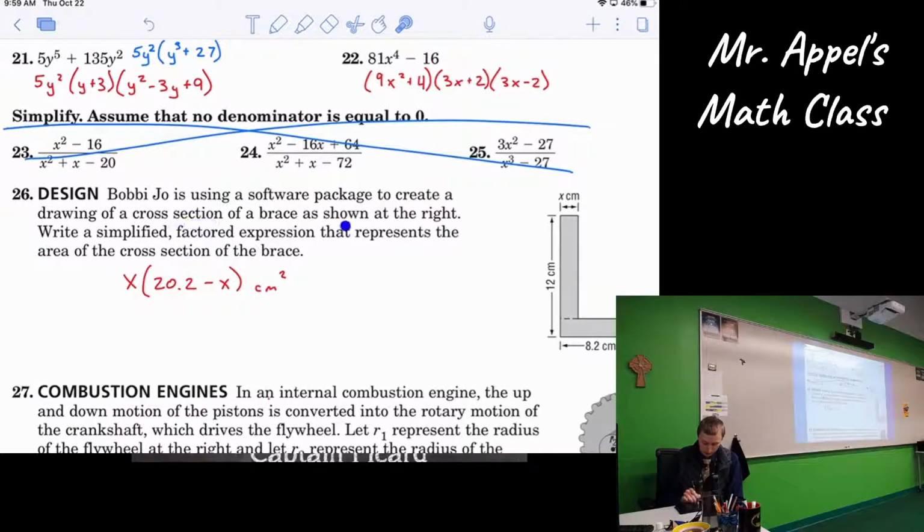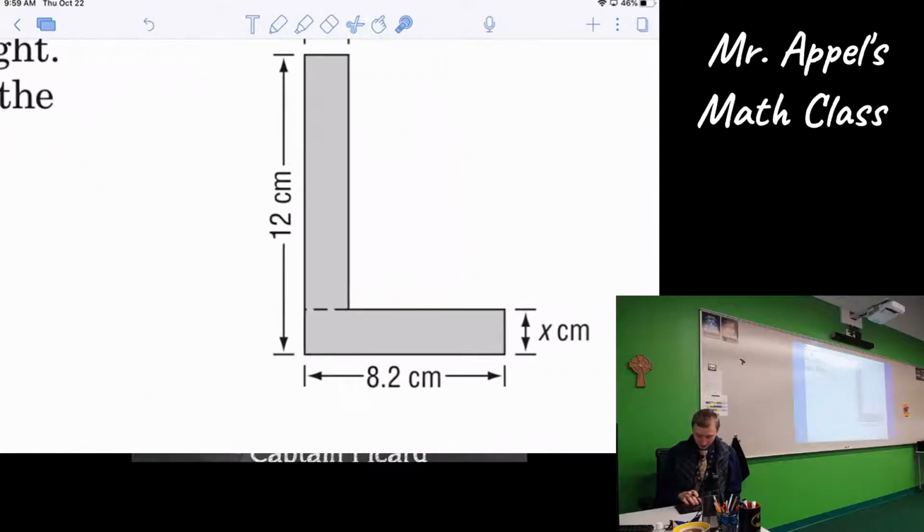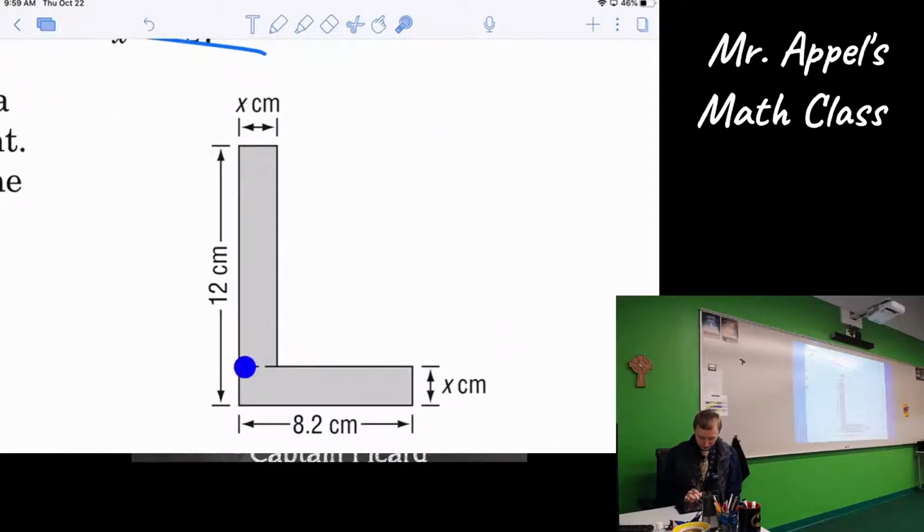Okay, cross-section of the brace. There's no real interpretation here as far as the real-world context. Here's a picture, represent the area of the picture. Okay, so we've got a rectangle and another rectangle. They give you this suggested dashed line right there.